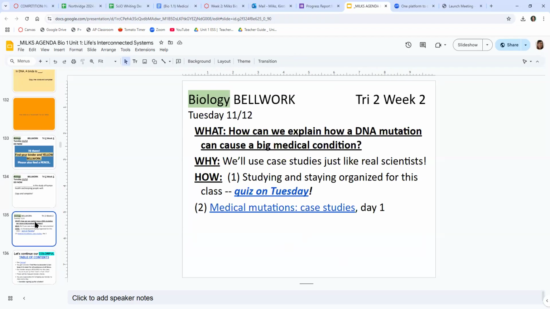Alrighty, here's our what for today. Today, we're going to explain how a DNA mutation can cause a big medical condition. We're going to use case studies just like real scientists. We're going to start by talking about studying and staying organized for this class. You do have your first quiz over 1.1. That's going to be on Tuesday of next week. And then medical mutations case study is what we're really zooming in on today.